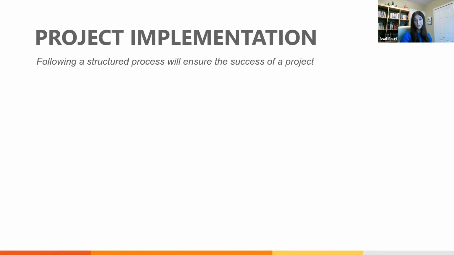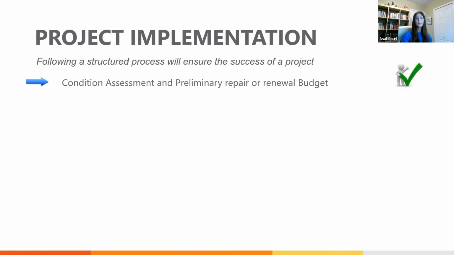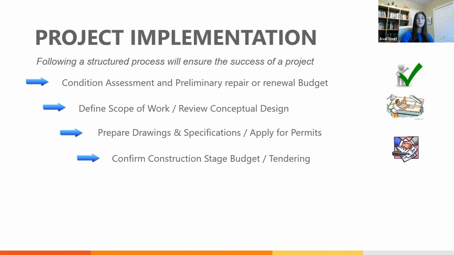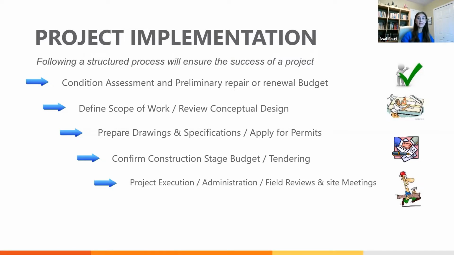Okay, so project implementation. Following a structured process will ensure the success of a project. So let me first talk about the key steps we're going to review together today: conducting the BECA, building envelope condition assessments, and preparing preliminary budget and cost, define the scope of the work, review conceptual design, preparing drawings and specification, apply for permits, confirming construction stage budget, tendering, and executing the job, including administration, field reviews, site meetings, and at the end, once the project is complete, maintenance and renewal program.